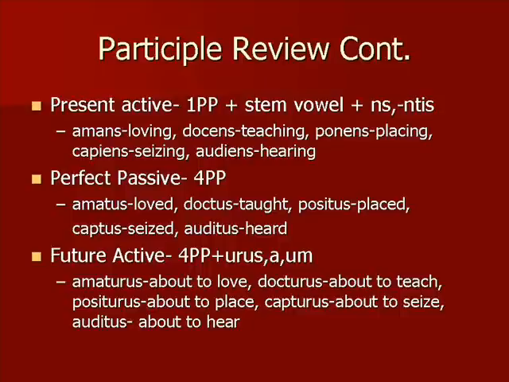The perfect passive participle is simply the fourth principal part, with us. The perfect passive will decline like a first and second declension adjective, like bonus. The future active participle is formed by taking the fourth principal part, but instead of having us at the end, you add urus is substituted instead. The future active participle also declines like a first and second declension adjective.